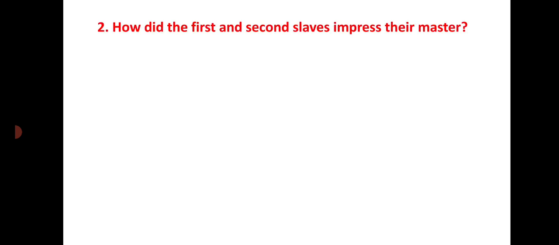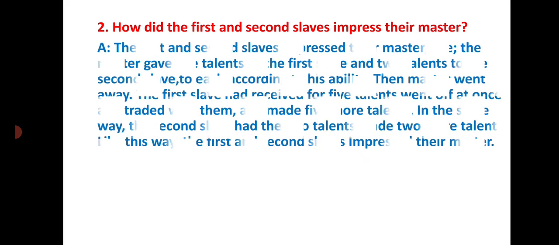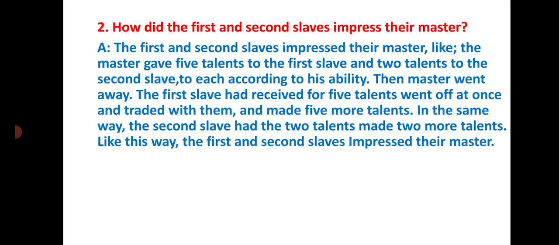How did the first and second slaves impress their master? The master gave 5 talents to the first slave and 2 talents to the second slave, to each according to his ability. Then the master went away. The first slave received 5 talents, went off at once and traded with them, and made 5 more talents. In the same way, the second slave had 2 talents and made 2 more talents. In this way, the first and second slaves impressed their master.